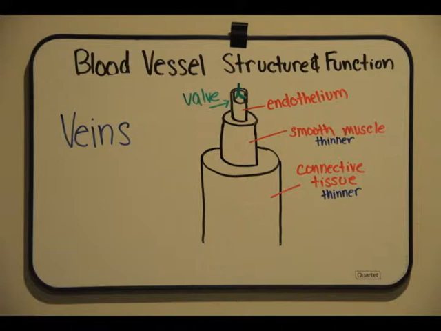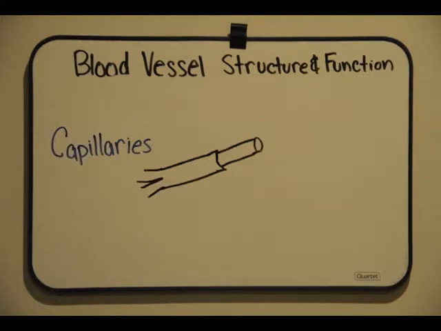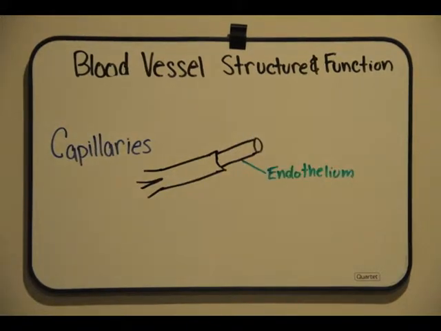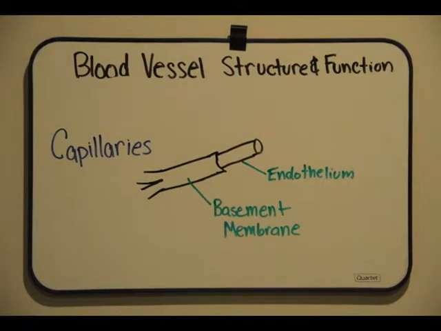Its function. Blood flows back to the heart at a slower rate and pressure within the veins, so the veins do not require thick layers like the arteries. Capillaries have A. Endothelium. B. A basement membrane. Its function. Capillaries have thin walls so that it is easier for exchange of substances between the blood within the capillary and the surrounding fluid outside the capillary.